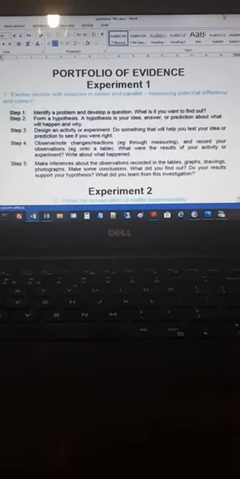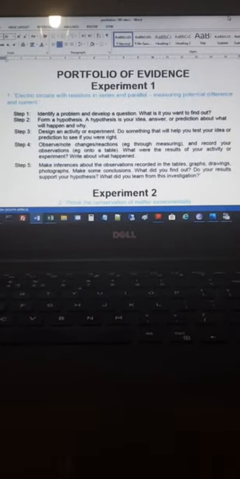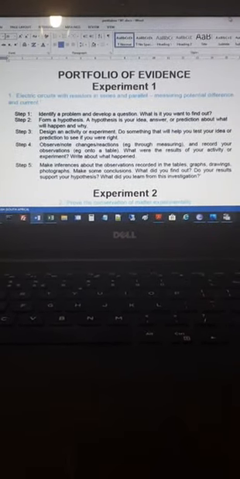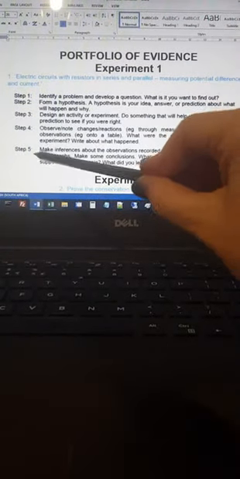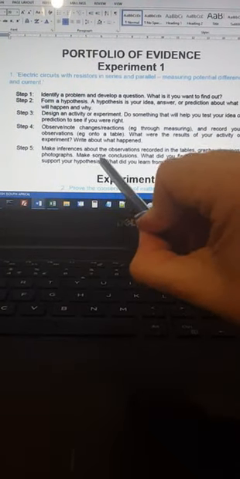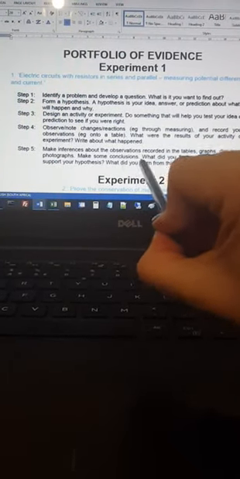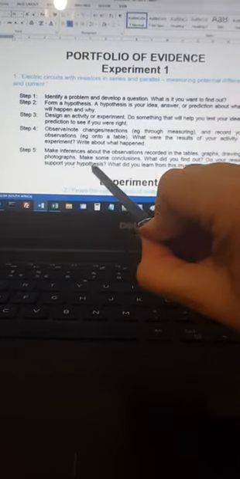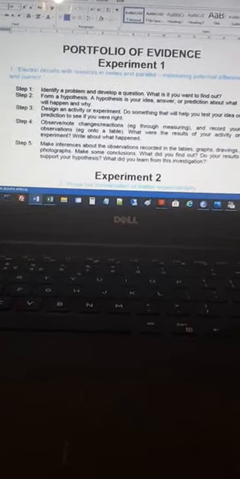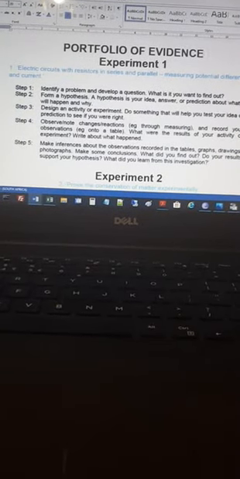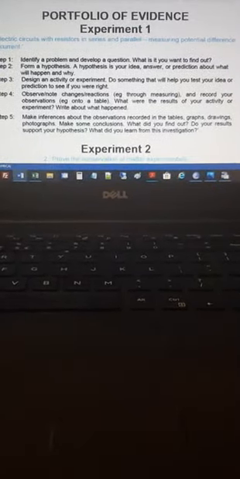Obviously, even if you haven't watched the video, you can make your own assumptions. I've said enough so that you can make your own assumptions. Step 5: make inferences about the observations recorded in the tables, graphs, drawings, photographs. Make some conclusions. What did you find? Do your results support your hypothesis? What did you learn? So step 5 is basically telling you to conclude.